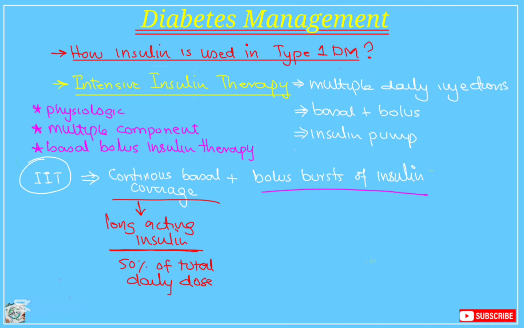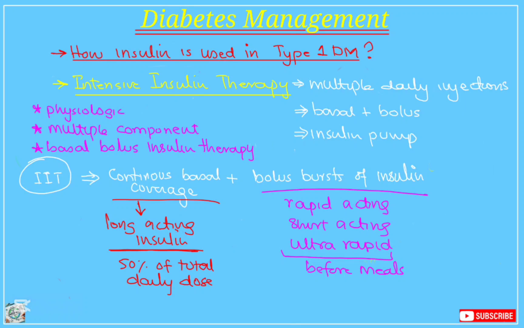On the other hand, the rapid-acting, ultra-rapid-acting or short-acting insulin is injected before meals as bolus insulin. This helps manage the glucose spikes that occur after eating. Among these options, the rapid-acting and the ultra-rapid-acting is preferred over the short-acting insulin because it has a faster onset of action and a shorter duration of action, making it more physiologic and reducing the risk of hypoglycemia.